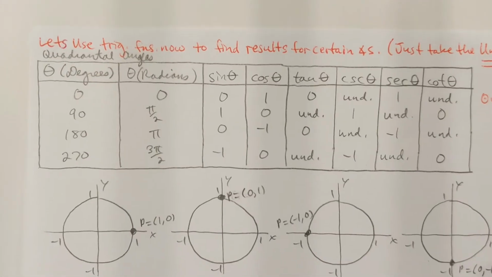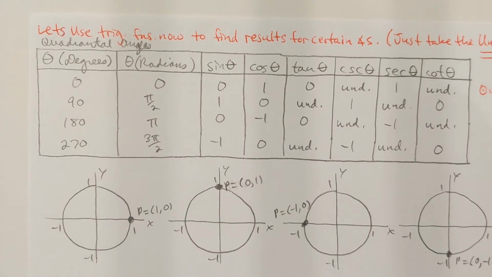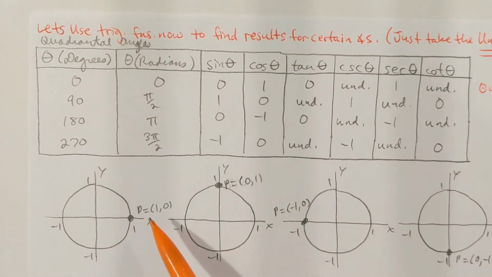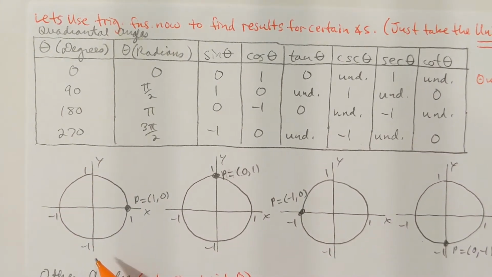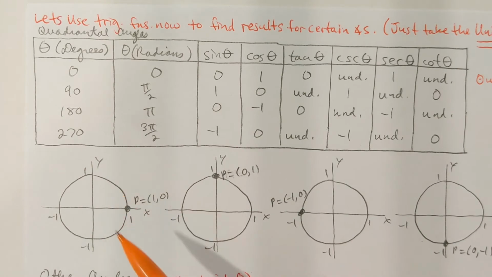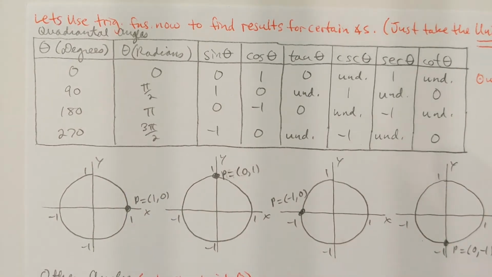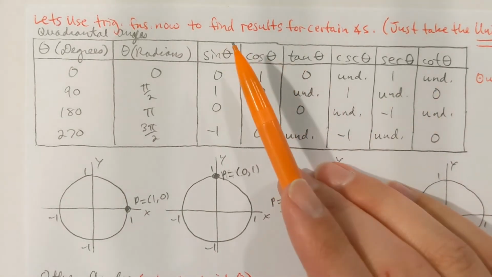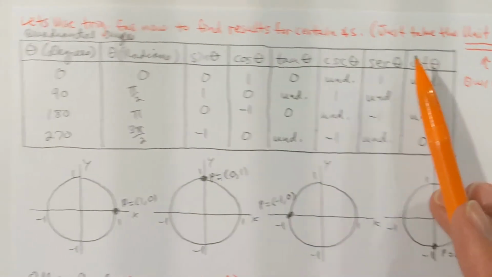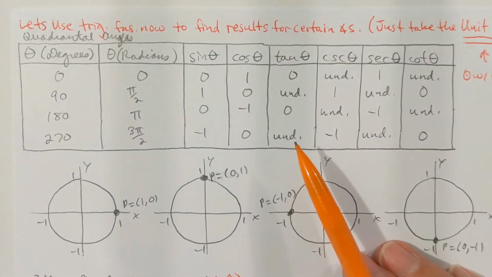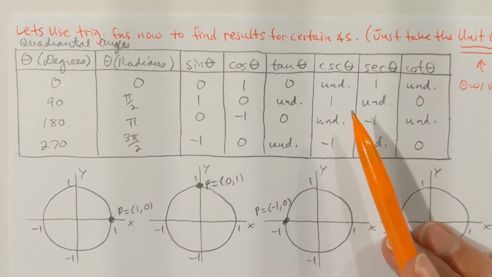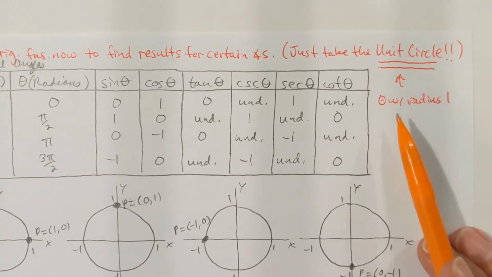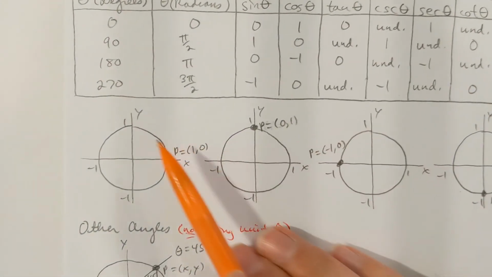Okay, now in the last video I was talking about major angles and minor angles. The major angles are 0 degrees, 90 degrees, 180 degrees, and 270 degrees. The minor angles would be all the other angles that are not the major angles. So let's use the trig functions now to find the results for the major angles. And in these calculations, it's going to be easiest for us to just take the unit circle that is a circle of radius 1.